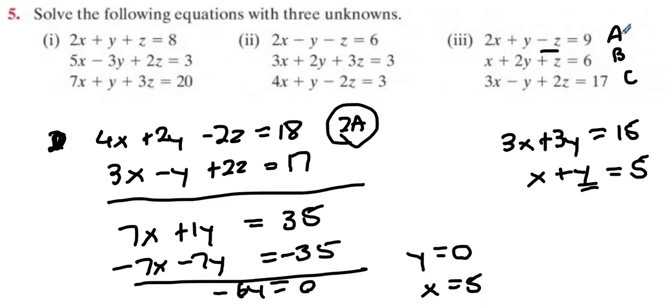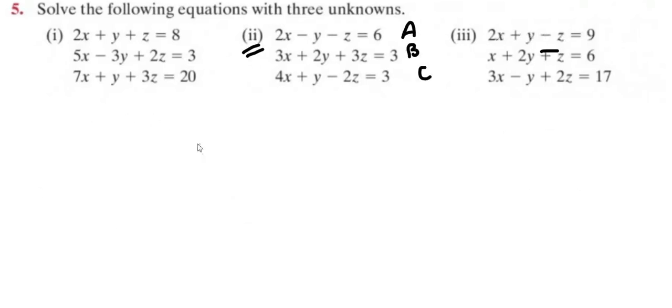Finally, you can choose any of A, B, and C to finish it off. I will choose A. 2 times 5 is 10. Y is 0, take away z, so 10 minus z is 9. Z is equal to 1. Any questions? It's a matter of doing them, isn't it? All right, so I have to, okay.